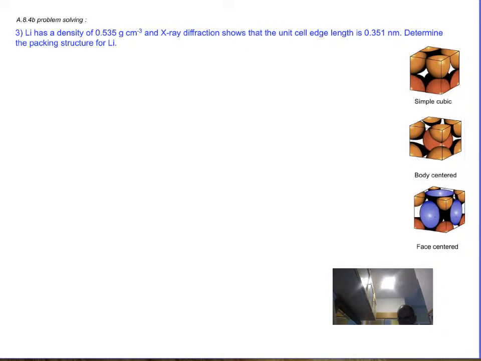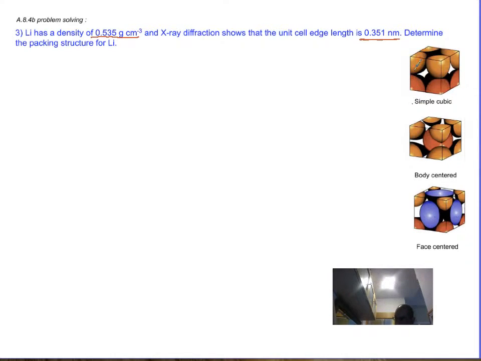Now I want to do two other problem solving. In this problem, they give us the density of the pure metal lithium. They also give us the information about the sides of the cube. And they say, what is the possible packing structure? Your possibilities are either simple cubic, body-centered, or face-centered. But before we go on to some sort of calculating detective work, let's decide how many atoms we have for each of these possible packing structures.